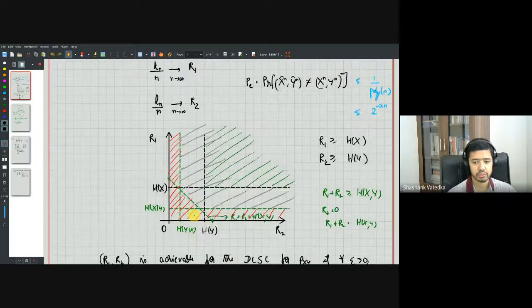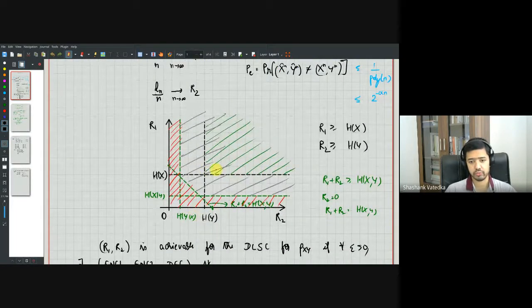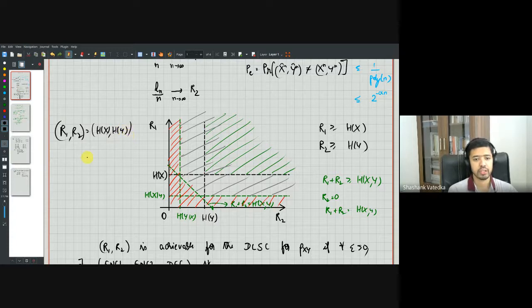And in the last class, we saw that if we didn't really care about the fact that decompression is done jointly, if we decompress the files separately, then obviously R1 equal to H of X and R2 equal to H of Y is certainly achievable. So in fact, any R1 greater than or equal to H of X and R2 greater than or equal to H of Y is achievable. So that corresponds to the rate region over here, the green region.